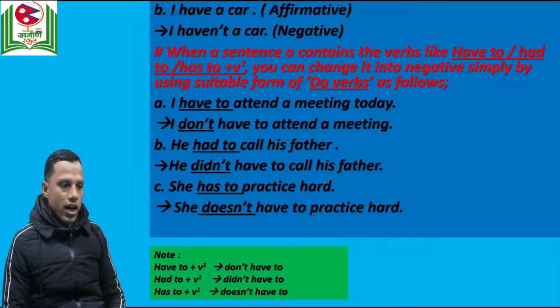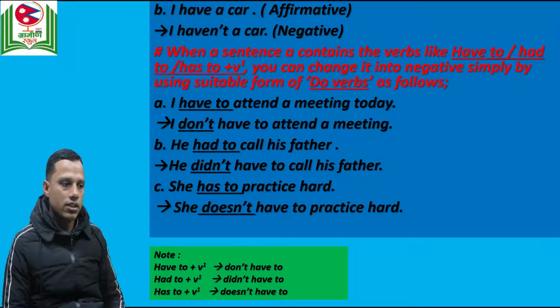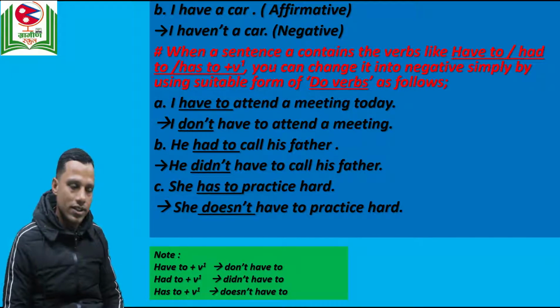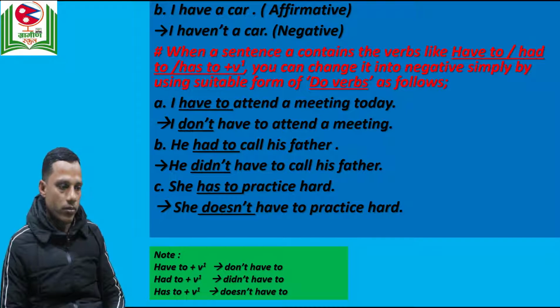Now number B, I have a car. Here also you can see the verb have, right? I have a car. This sentence is in affirmative form. Now you can simply change this into negative as I haven't a car. Now here the verb have has been changed into haven't because it is used here to mean belongingness. That's why you have to just add not to the verb. Have not, has not, or hasn't, right? This is the way how you can change an affirmative sentence into negative.